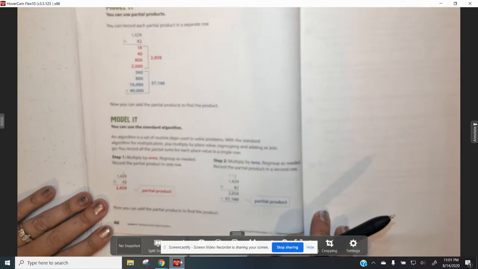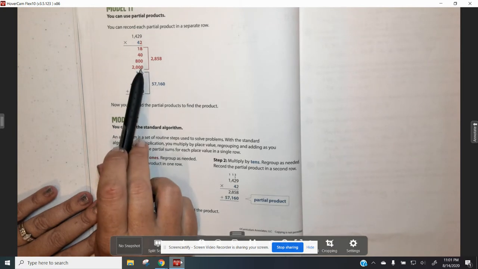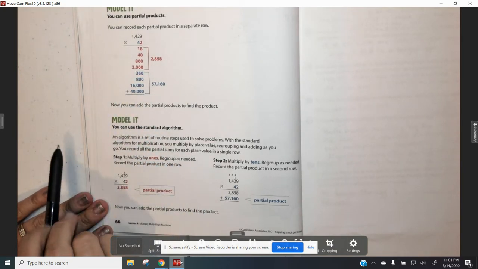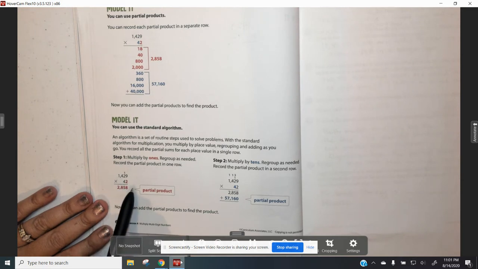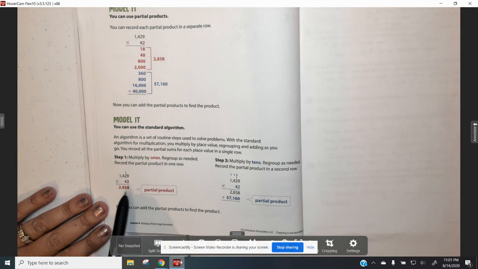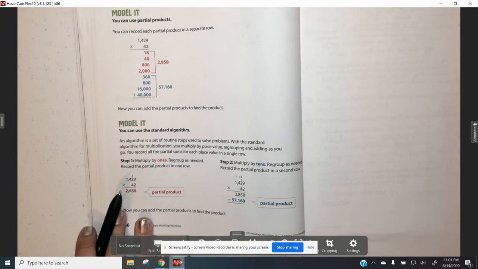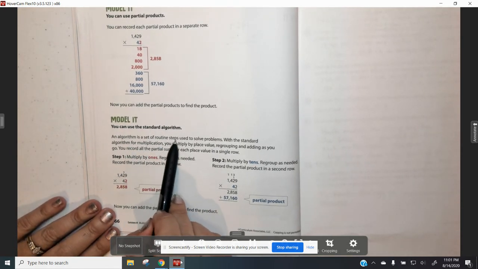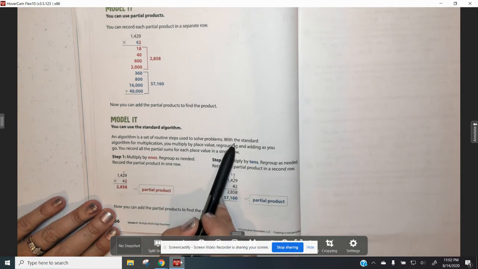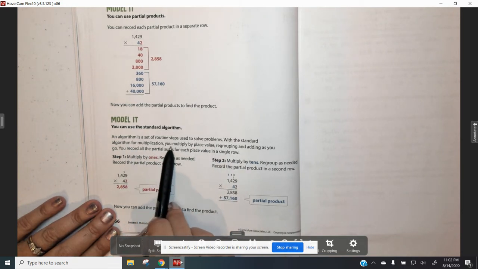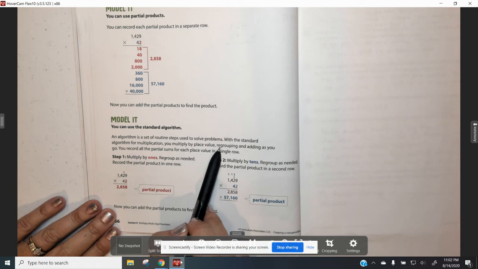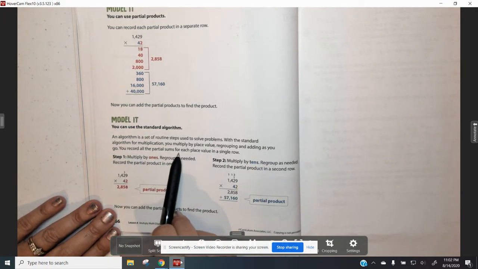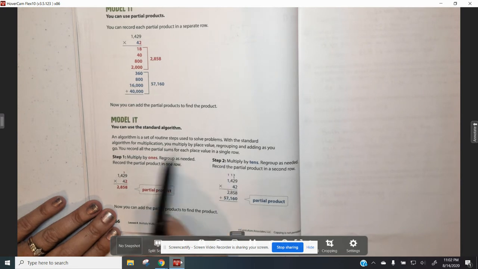Standard algorithm works similarly to partial products, except instead of recording each partial product on a separate row, we're going to record all the partial products on one row all together. An algorithm is a set of routine steps used to solve problems. With the standard algorithm for multiplication, you multiply by place value, regrouping and adding as you go. You record all the partial sums for each place value in a single row.